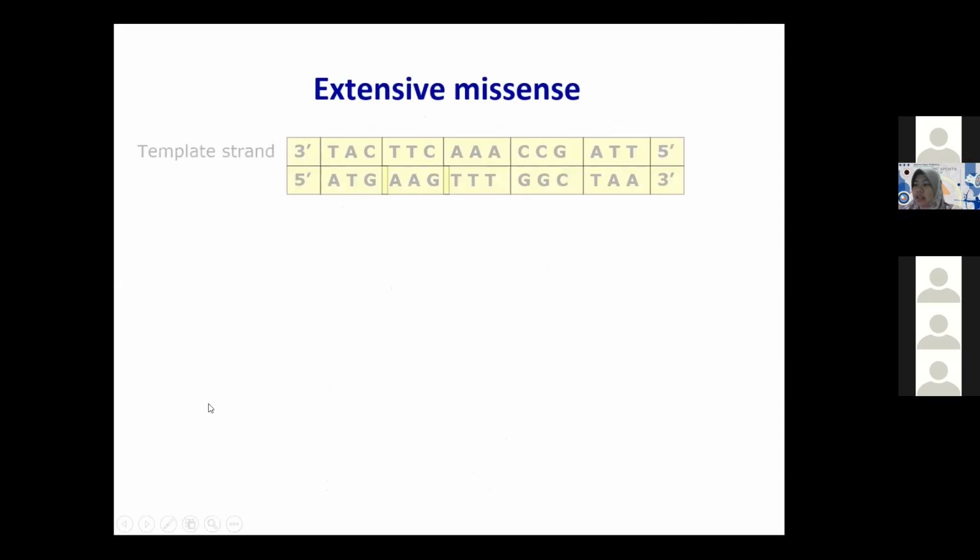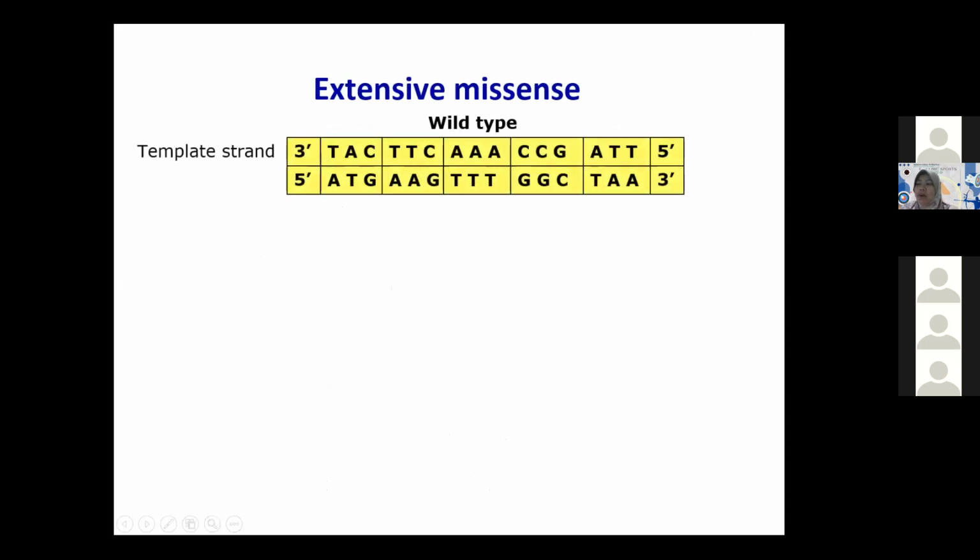Okay, let's see this one. For example, look at here. This is the wild type, normal. This is our template strand. So let's see now what happened. Insertion happened here, between T and T. Let's do it now. So our mRNA will start with 5 prime. So our mRNA will be T.